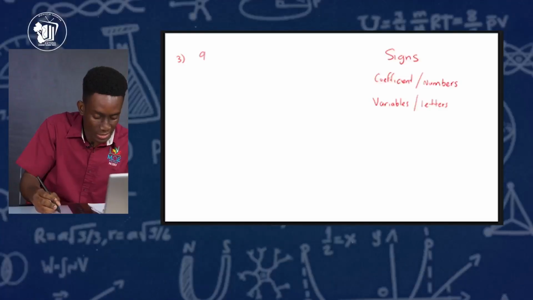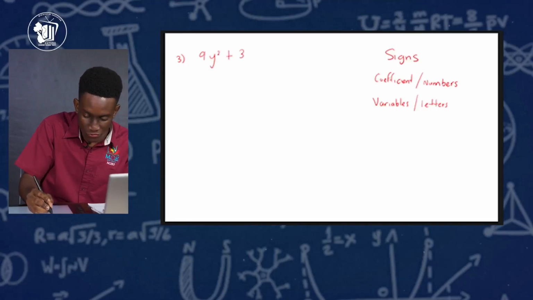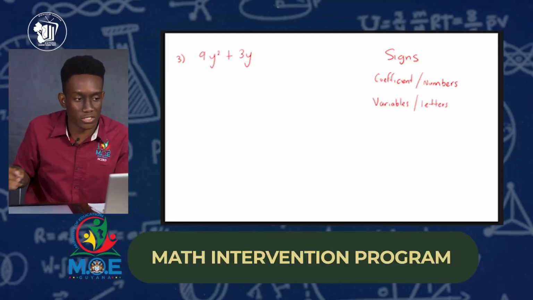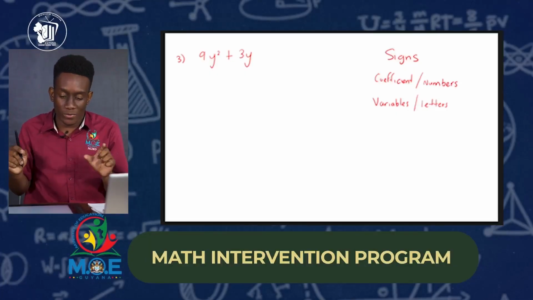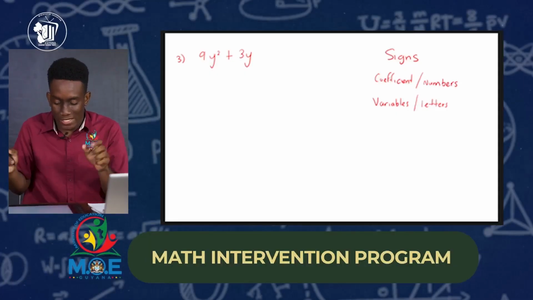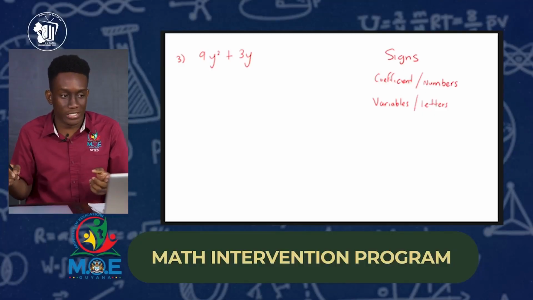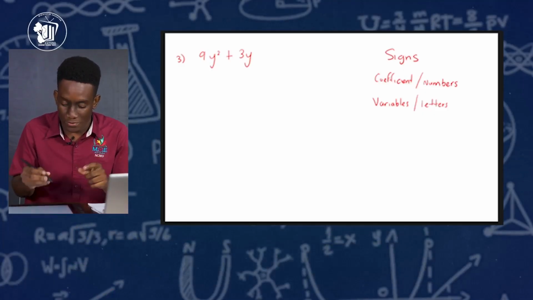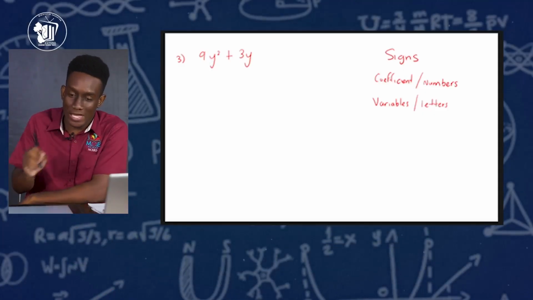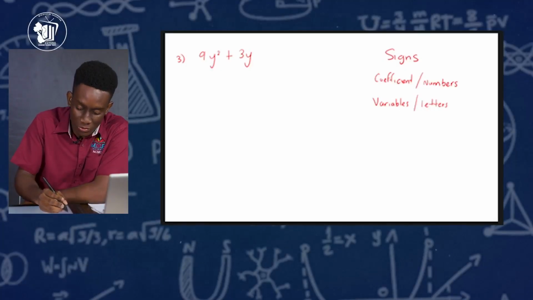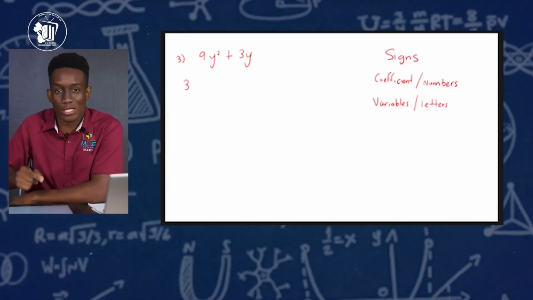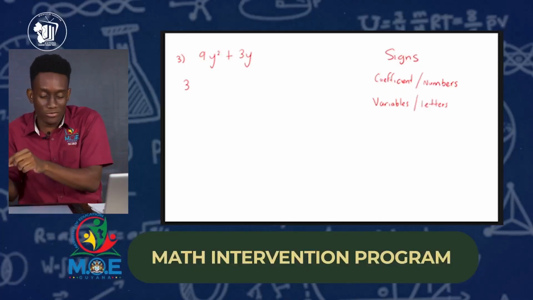So let's take things up a bit. Let's say we have the third one. Let's say we have 9y squared plus 3y. It's very similar to the one that we did just now. So we have 9y squared plus 3y. So we look at the signs. Signs are the same, so there's no need to factor out the signs. So then we look at the numbers. We see 9 and we see 3. So we know the highest common factor between 9 and 3 would simply be 3. That is the highest number that can divide both the 9 and the 3.